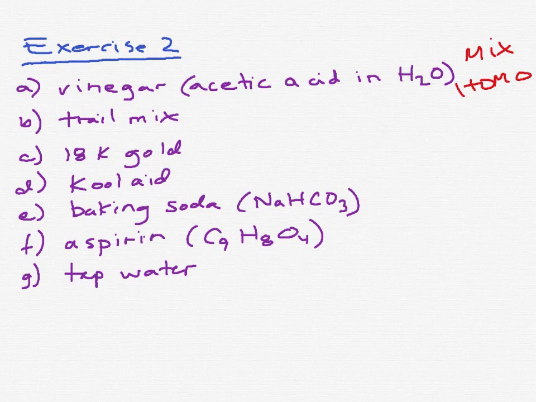Homogeneous. Trail mix: not a pure substance, not the same everywhere. It has variety. It's a mixture, and there are different components in it, so that screams heterogeneous.